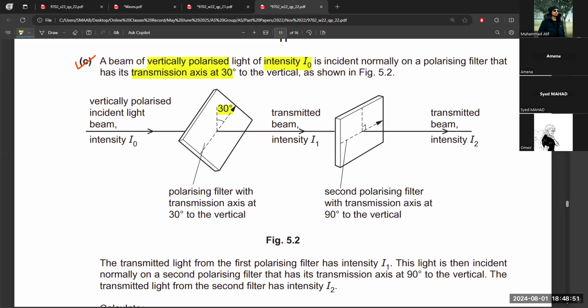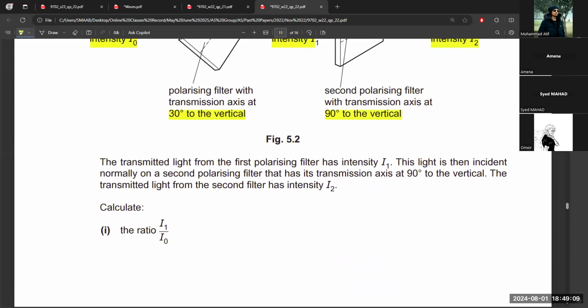Vertically, the initial intensity is I naught, then we have intensity I1 and then final intensity I2. And this is at 30 degree, and the second polarizing filter has its transmission axis at 90 degree to the vertical. The transmitted light from the first polarizing filter has intensity I1. The light is then incident normally on a second polarizing filter, transmission axis at 90. The transmitted intensity is I2.